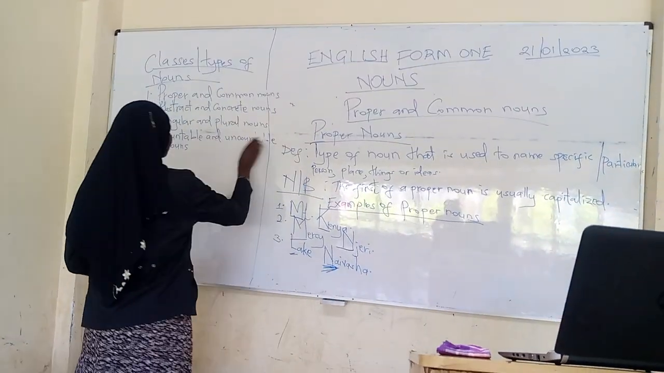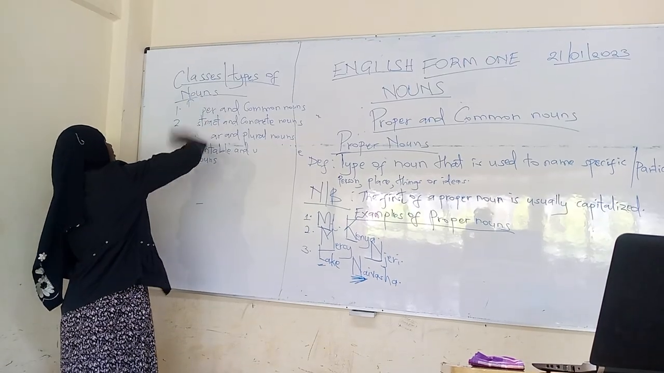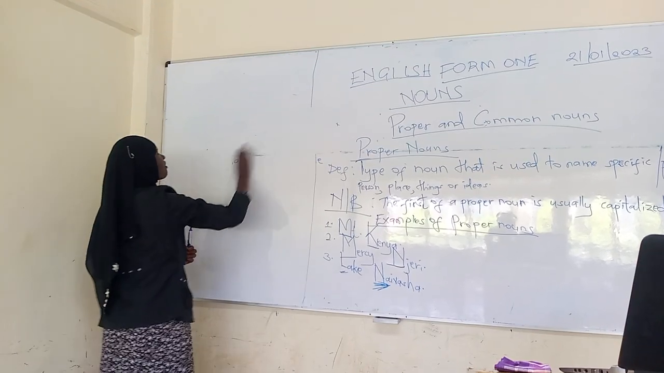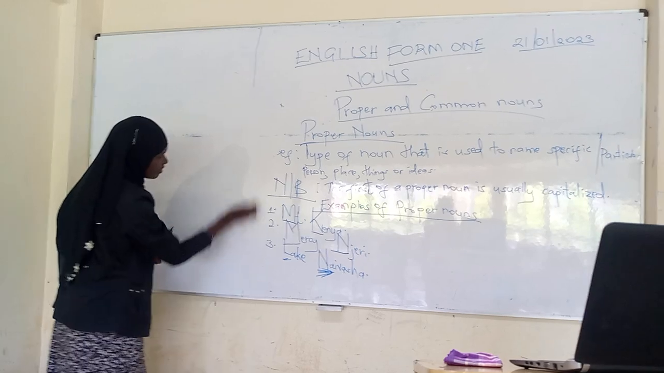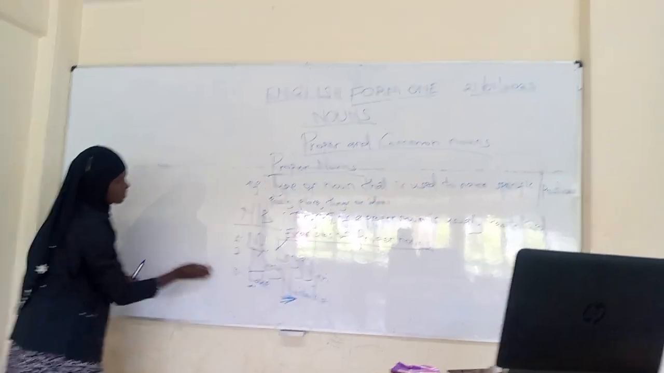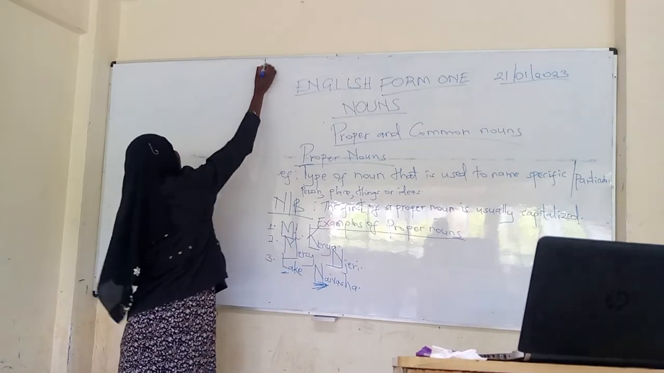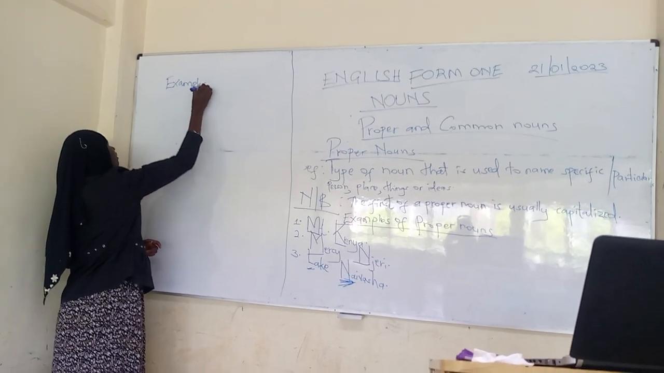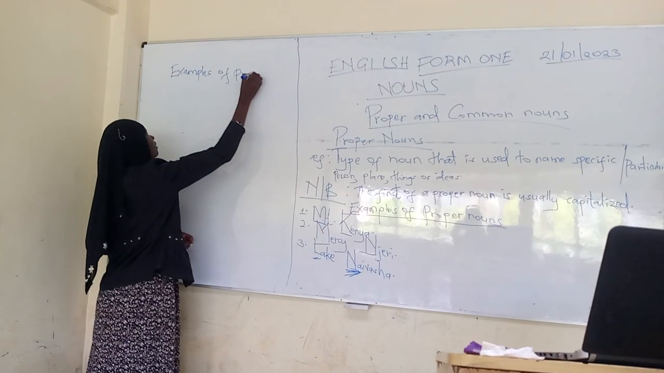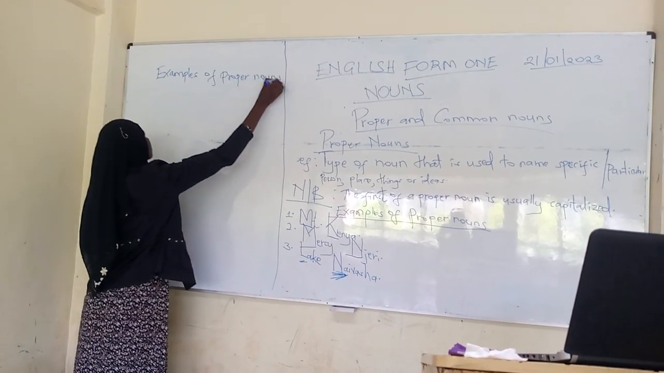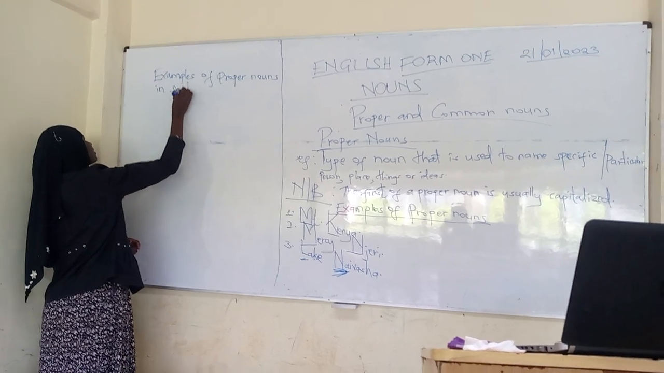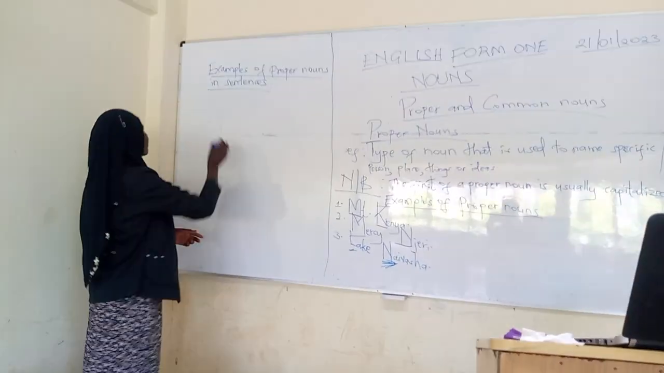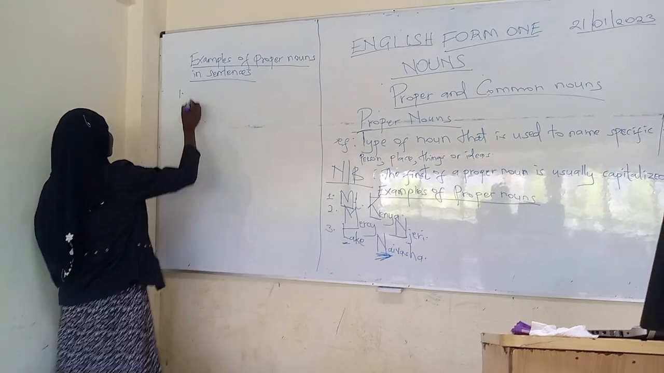Next, let's look at some examples of proper nouns in sentences. Can you come up with more examples in your books? For now I'm only giving you a few so that you can go read and give more examples of your own. So now let's look at examples of proper nouns in sentences. How can we use proper nouns to construct sentences? Now let's see. One example. Let's use this one, Mount Kenya.